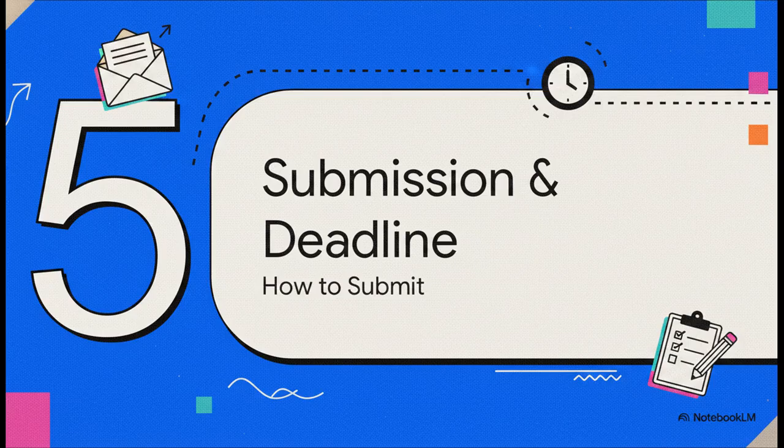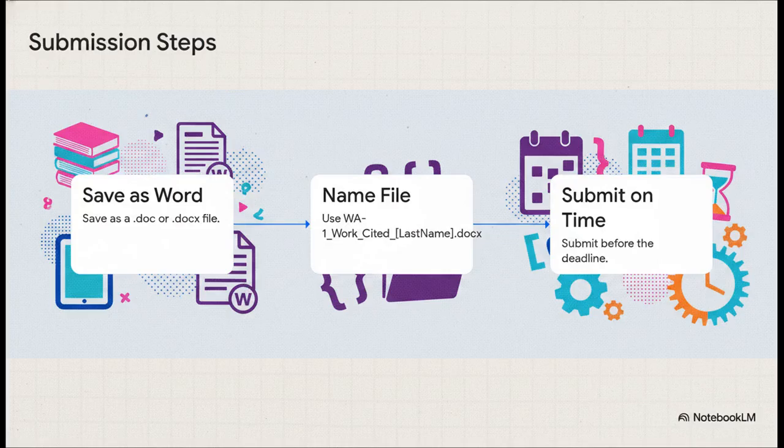Finally, let's wrap this up with Section 5, submission and deadline. How to submit. Please follow these exact steps when saving and sending in your file. Step 1, you must submit your works cited page exclusively as a Word document. Step 2 is your naming convention. You'll need to name your file WA1_works_cited_, followed by your last name. Honestly, I highly recommend just copy-pasting the required file name straight from the prompt to be safe. And step 3, of course, is to submit it on time.